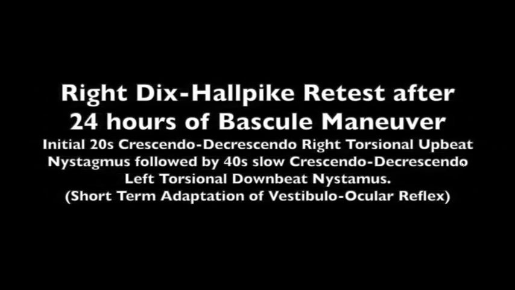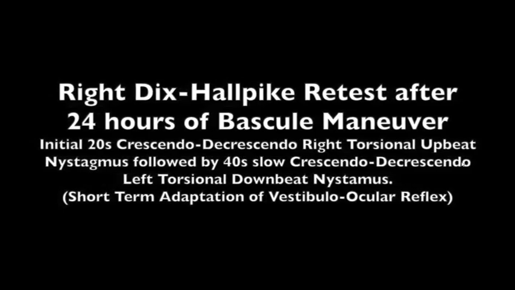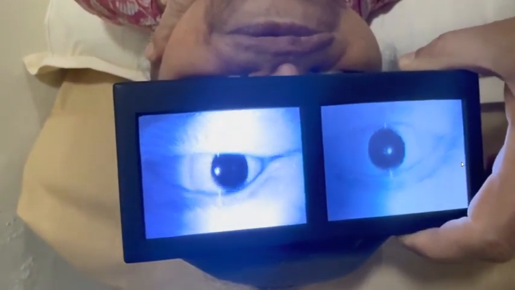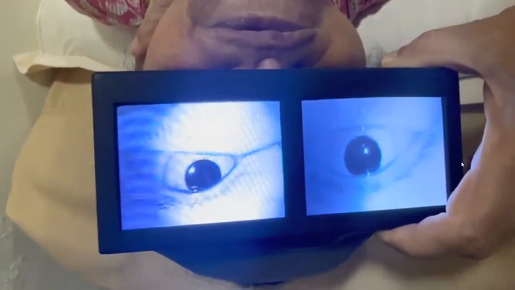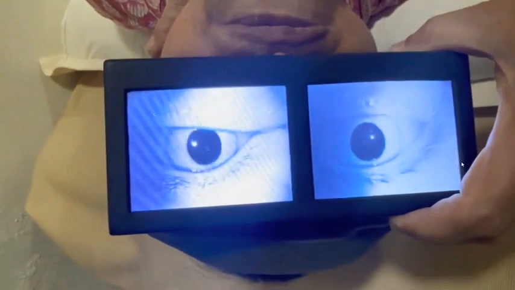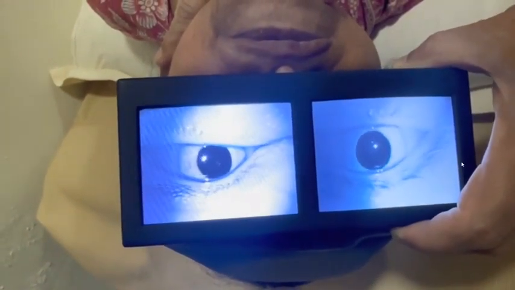So the right Dix-Hallpike test, which was done 24 hours after the Bascule maneuver, shows the initial crescendo-decrescendo right torsional upbeating positional nystagmus lasting 20 seconds, so it is non-persistent, suggesting right posterior semicircular canalolithiasis.